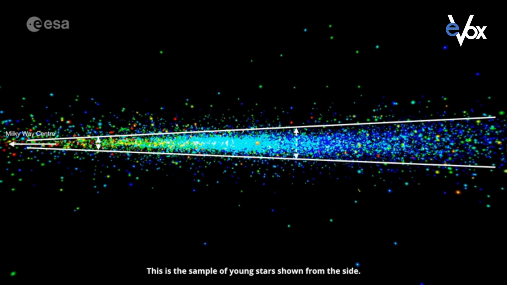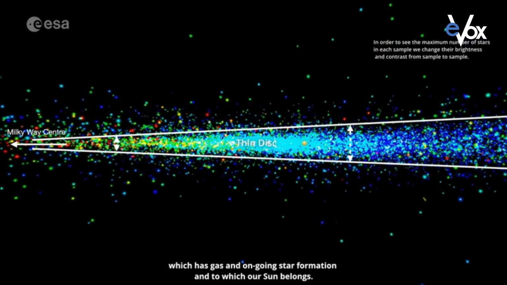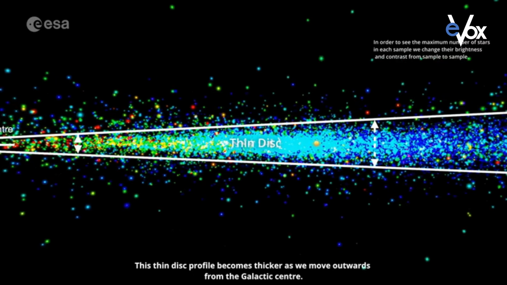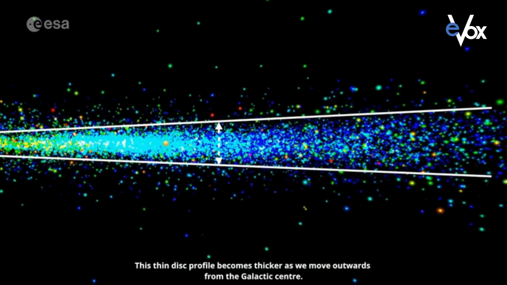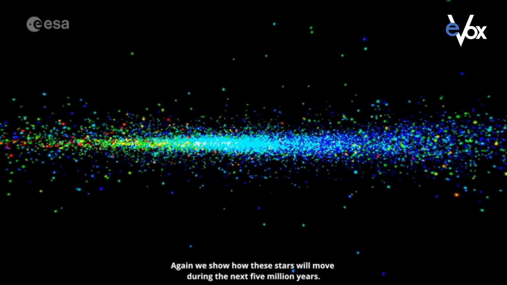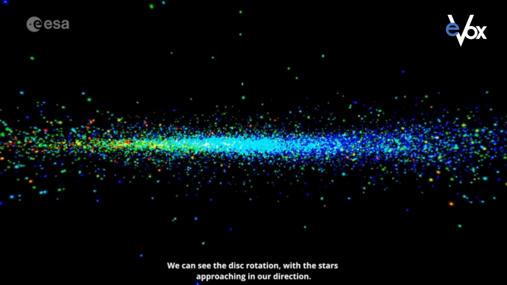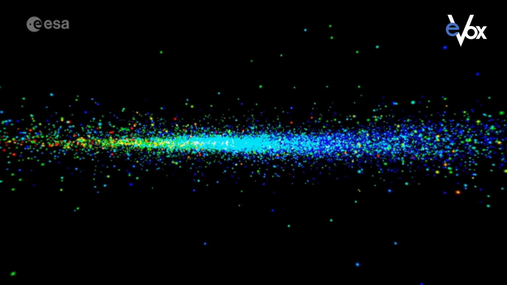This is the sample of young stars, shown from the side. The stars in the spiral arms are located in the so-called thin disk, which has gas and ongoing star formation, and to which our Sun belongs. This thin disk profile becomes thicker as we move outwards from the galactic center. Again, we show how these stars will move during the next 5 million years. We can see the disk rotation, with the stars approaching in our direction.